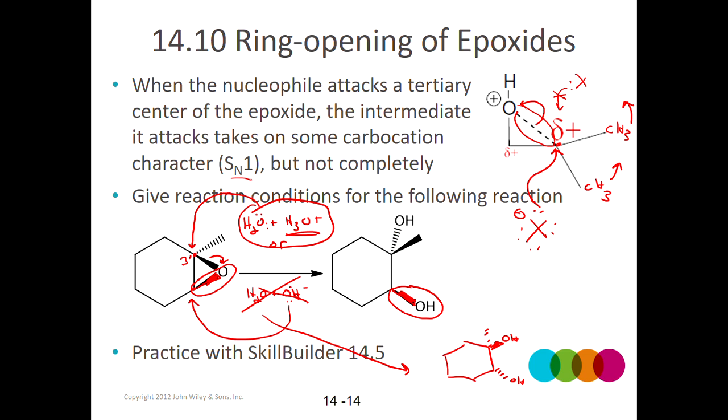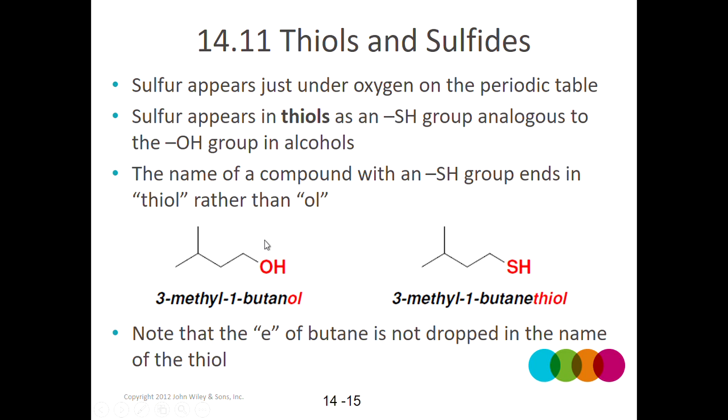So if you want the attack to occur at the less sterically hindered site, use a strong nucleophile and don't protonate the oxygen. If you want the attack to occur at a tertiary site, use an acid to protonate the oxygen and then whatever nucleophile that you need to attack. All right, so that finishes up the section on epoxides. Please let me know if you have any questions about that.